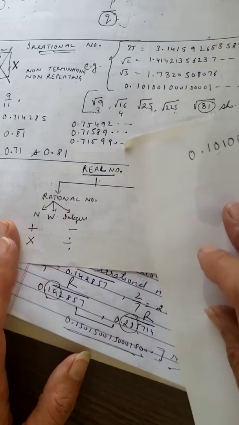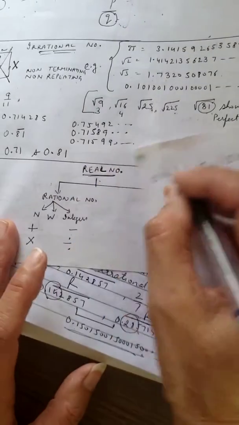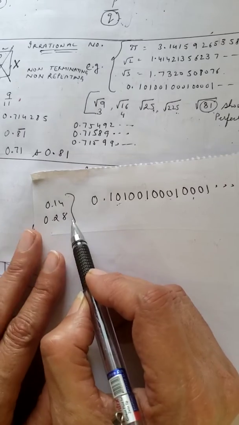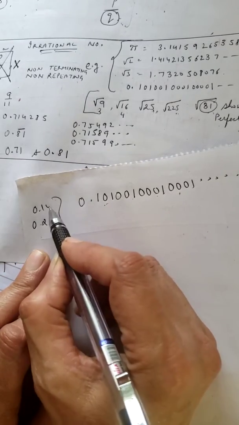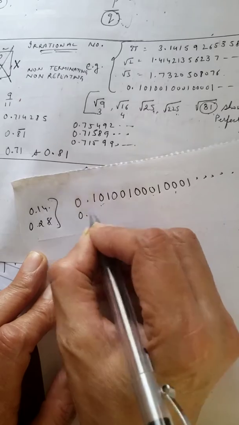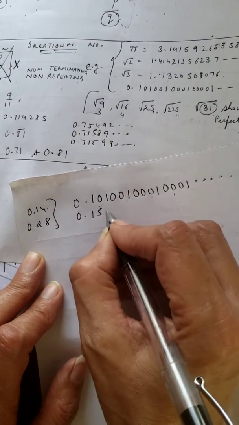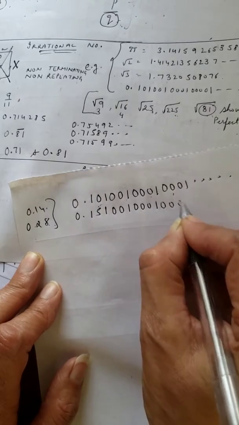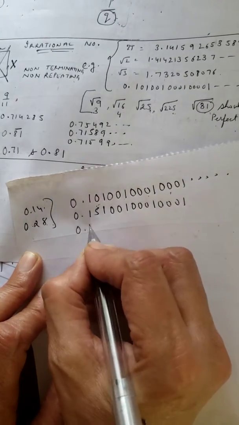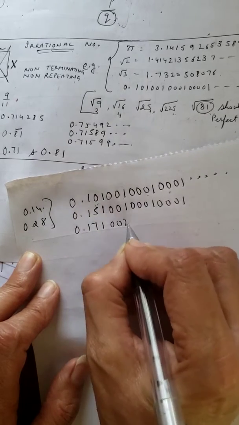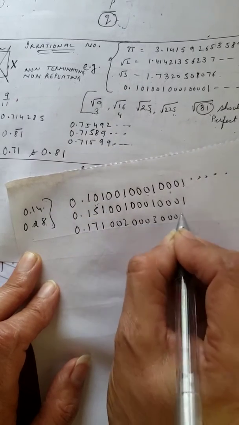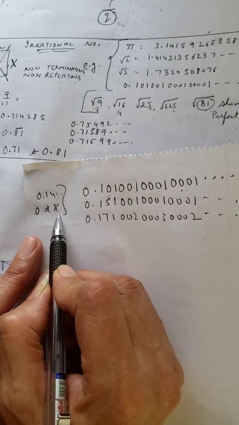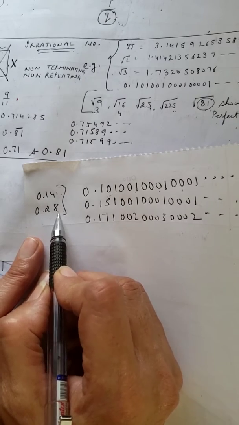Now see, we have to find a number between 0.14 and 0.28. So you have to find an irrational number between these two numbers, so you just find any number between 14 and 28. We can take it like 0.15, and then 1 0 0 1 0 0 0 1 0 0 0 1, or you can write it like 0.171 0 0 2 0 0 0 3 0 0 0 2, like this. You can write any numbers between 14 and 28. We have infinitely many numbers between these.